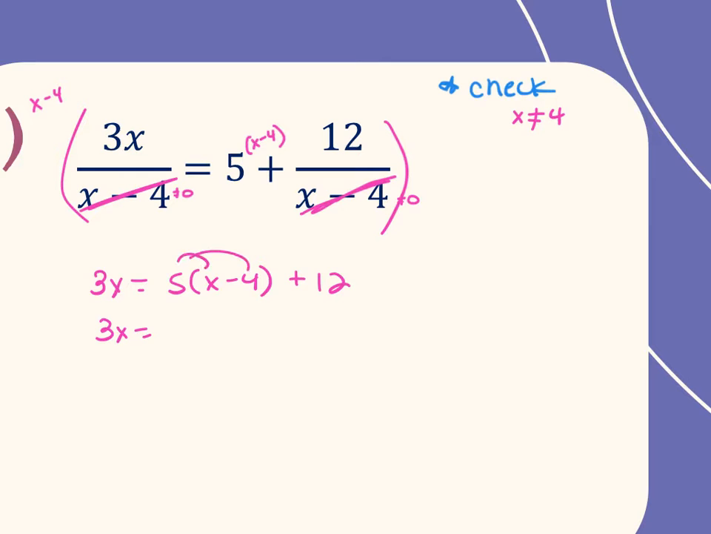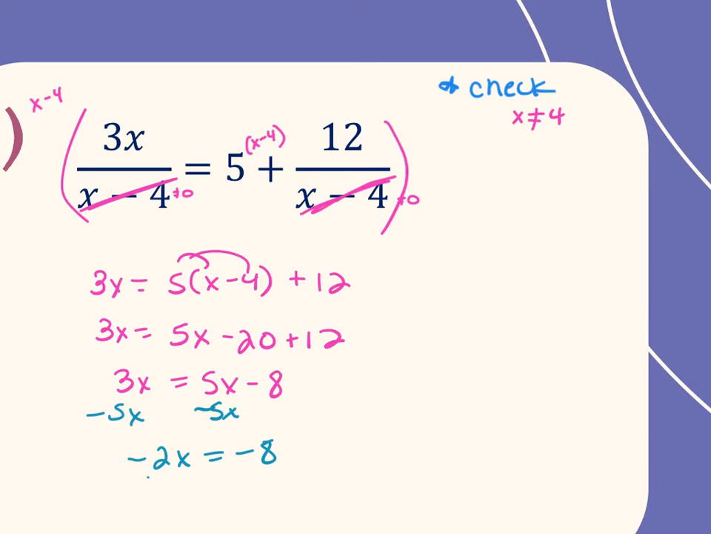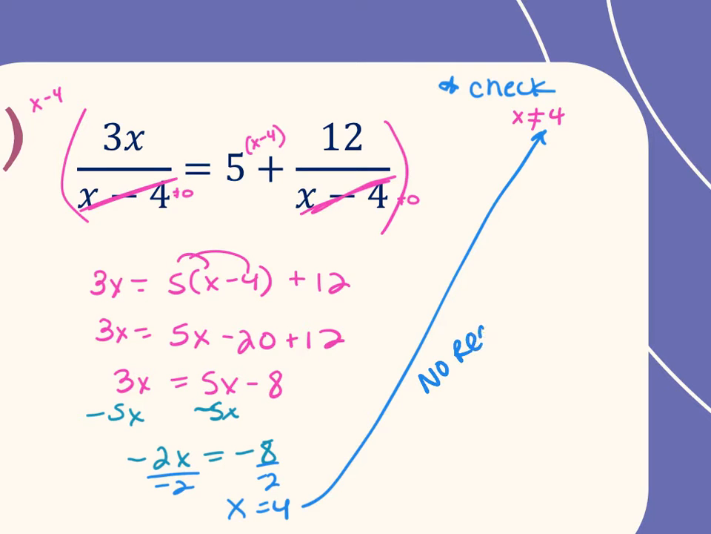Distribute the 5 here to both, and I get 5x minus 20 plus 12. 3x equals 5x minus 8. Move the 5x to the other side, and I get negative 2x equals negative 8. Divide both sides by negative 2, and x is 4. Now, I said x couldn't equal 4 at the beginning, or if I'm checking them here, I would know x cannot equal 4. And since that's my only answer, I rule it out, and I would say there's no real solution here.